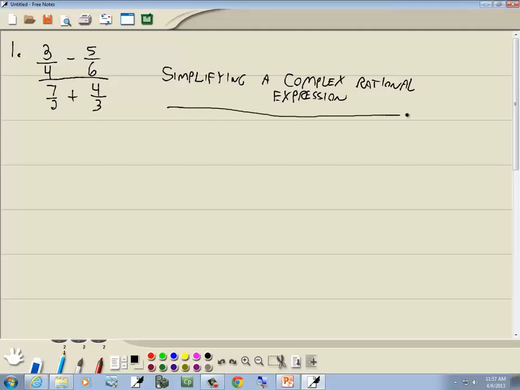Now a complex fraction, a complex rational expression, basically you have a fraction inside of a fraction. Typically with complex rational expressions, we have variables involved. You have x's in there or y's or whatever. Technically this one is still a complex rational expression.